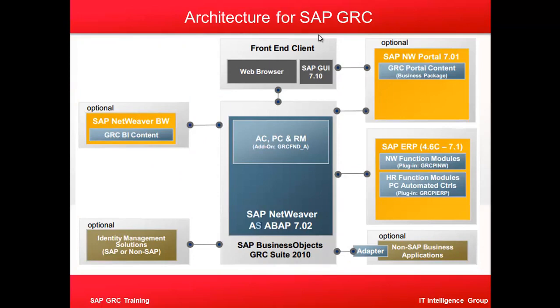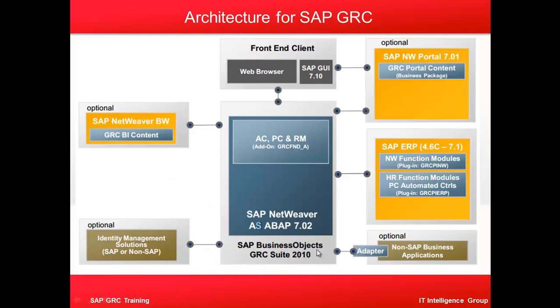Okay, let's see the exact architecture. Here you can see this is your business objects GRC suite 2010. This is sitting on AS ABAP 7.02, so you need at least 7.02 SP6 or higher, and you have these add-ons.